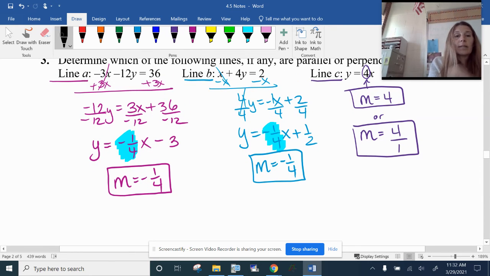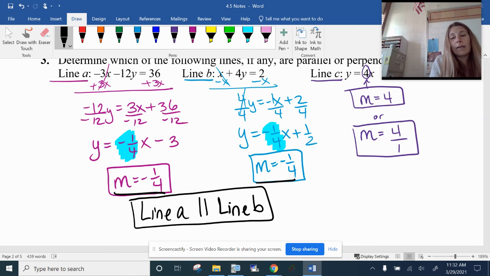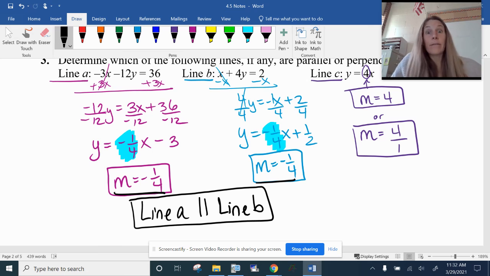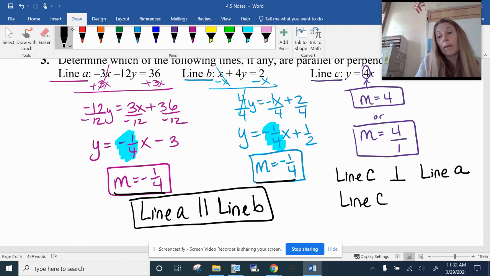Okay, so now let's look at the relationship between these lines. Just like the last problem, we can see that line A is parallel to line B because they have the same exact slope. They're both negative, and both have a 1 on the top and a 4 on the bottom. But when we look at line C, we can see that line C is perpendicular to both line A and line B.